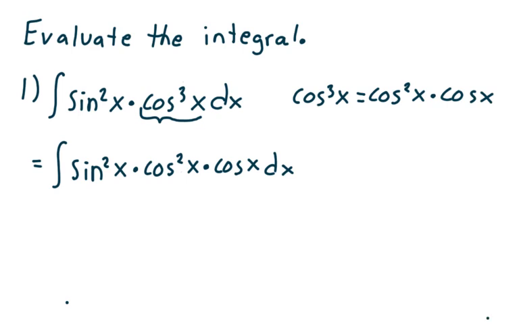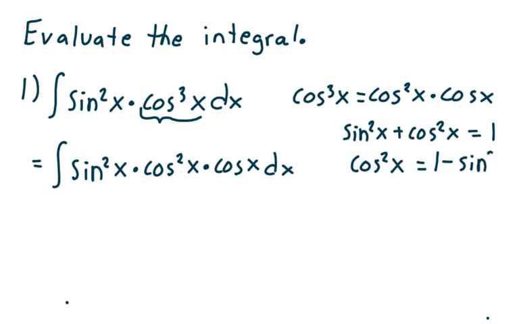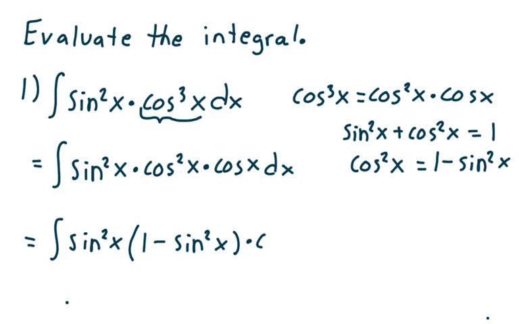Now, this is important. We know that sine squared x plus cosine squared x is equal to 1. Solving for cosine squared x, we get 1 minus sine squared x. So here we can write the integral of sine squared x times 1 minus sine squared x times cosine of x dx.